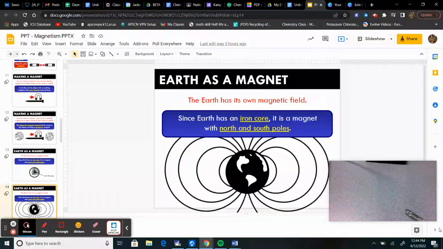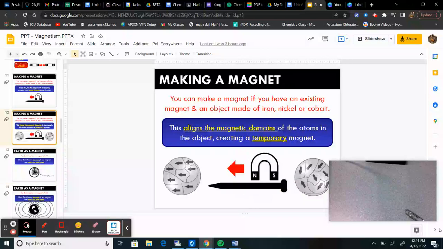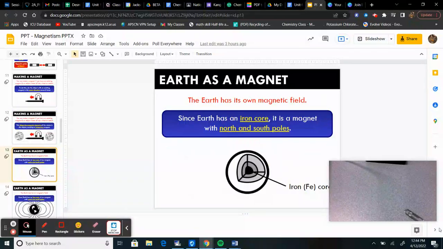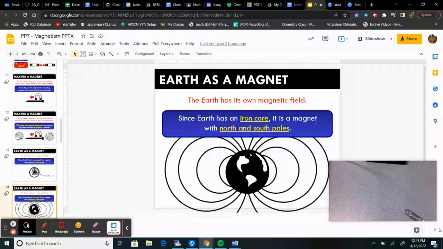So what can we actually use this for? What have we seen? Well, the Earth is actually made from an iron core. And we know that the core of the Earth is actually made out of mostly metal because of our volcano eruptions. So since we have an iron-based core, that means that we have a magnetic field around our planet. And of course, that's why we have a North Pole and a South Pole, just like with our magnets.